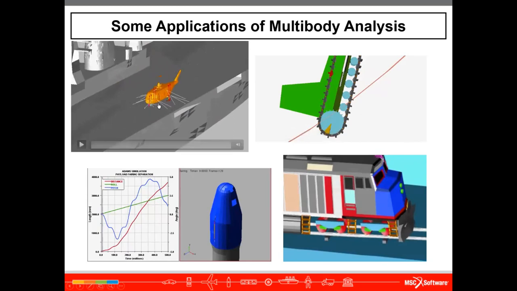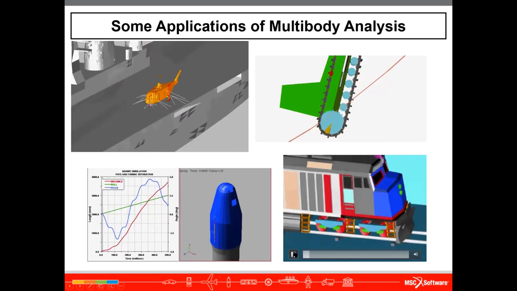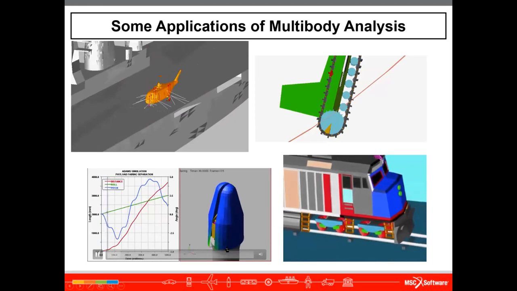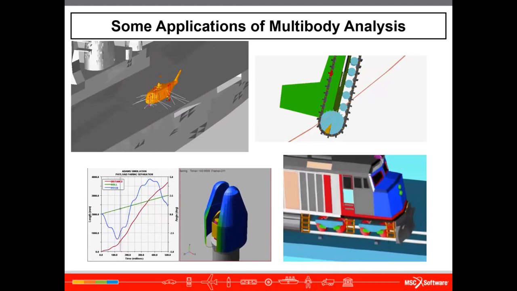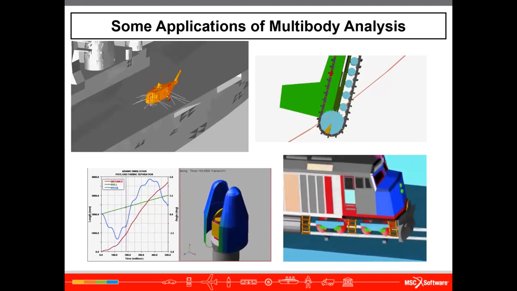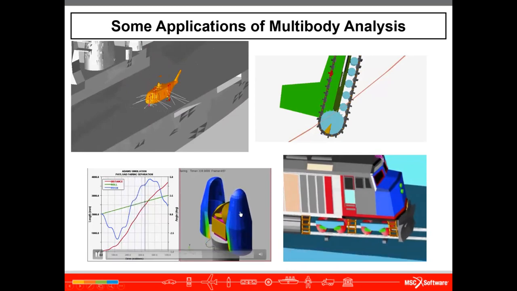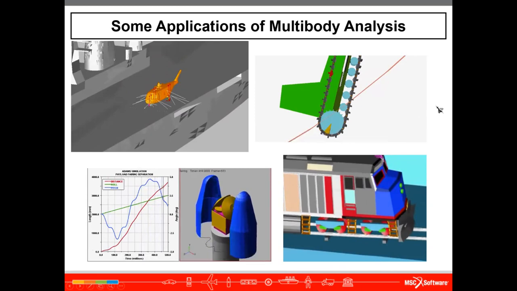You need to simulate the cable. You need to simulate the contact between wheel and tracks. You need to simulate the payload release of a satellite in space, considering the orbital movement of the rocket, considering the temperature of space, considering the flexibility of the structure during the opening of the fairing. And this is not enough.